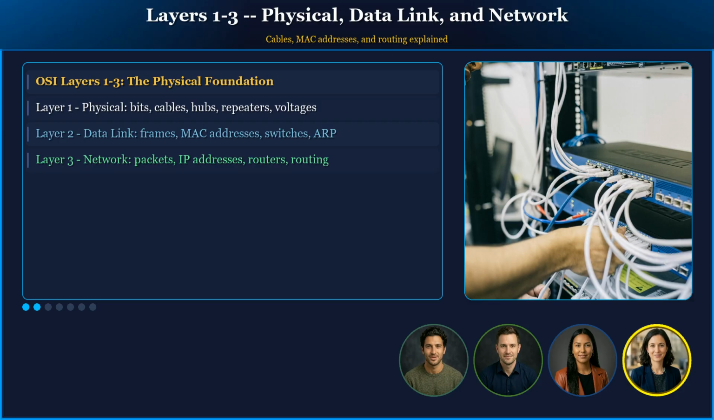Layer 3 is the network layer, where packets are created and IP addressing begins. Routers operate here, making forwarding decisions based on destination IP addresses. This layer handles logical addressing, routing protocols, and path selection.